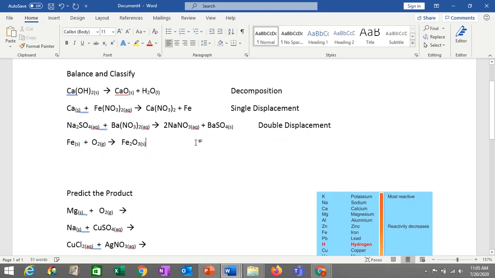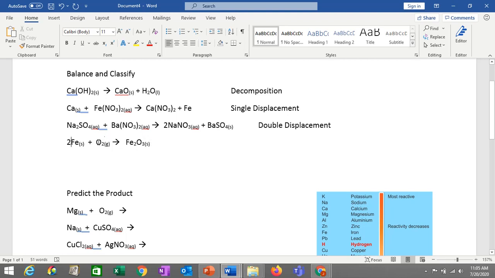Last example. Okay, so we've got iron and we've got oxygen. I'm definitely going to have to balance this because you can see here I've got 2 irons on that side and only 1 on this side. So I'm going to put a 2 there. And I need to balance my oxygen. So I've got 3 on this side and I've got 2 on that side.